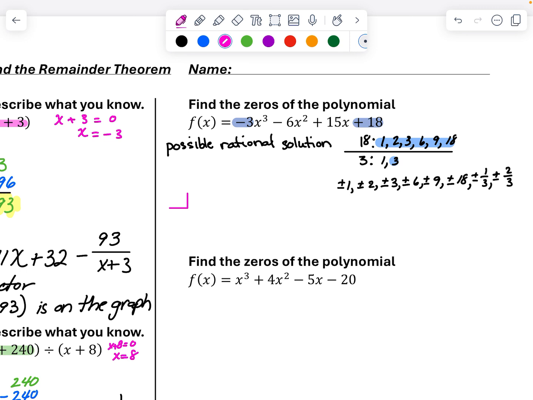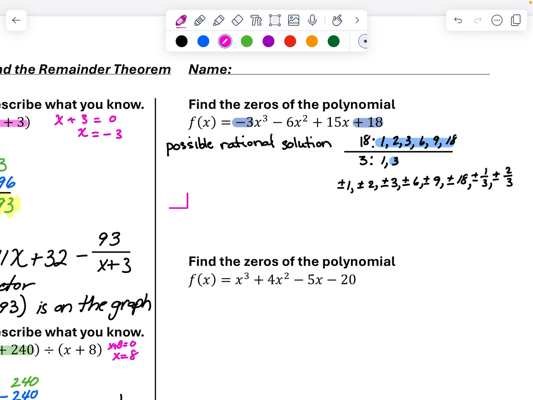Now, back in the day, when I was in high school, we really had to pick them. Like we just had to test them. We had to put them in synthetic division and decide which one worked. You guys don't need to do that because you're going to school in 2025. And in 2025, we have 2 wonderful pieces of technology. We have a graphing calculator and we have Desmos.